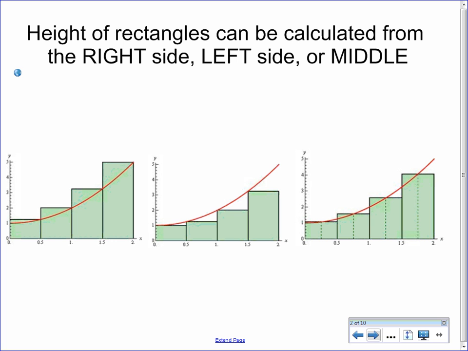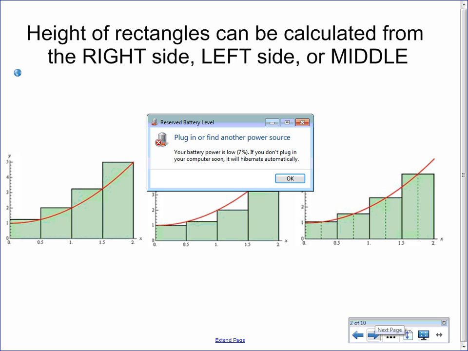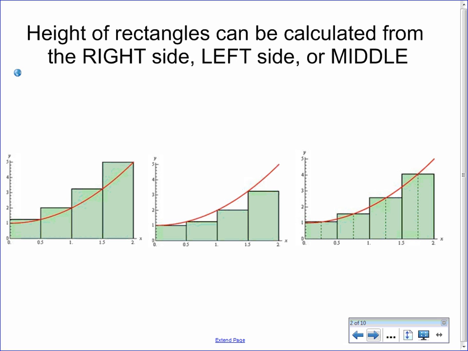So what we're going to do, we're going to take a curve. What? How am I not plugged in? I caught that on camera. You got it.